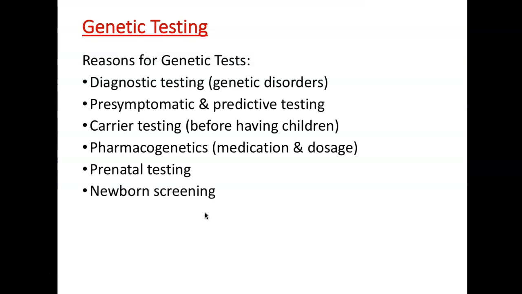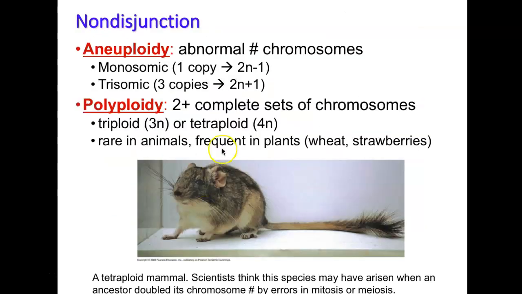Number 42, what is the difference between aneuploidy and polyploidy? Don't freak out. I didn't put that on the list. Aneuploidy is just an abnormal number of chromosomes, period. So it could be like an extra copy of chromosome 21 or a missing copy of chromosome X. Polyploidy is an extra copy of every chromosome. So it's like two or more complete sets of chromosomes. I remember polyploidy happens a lot in plants.